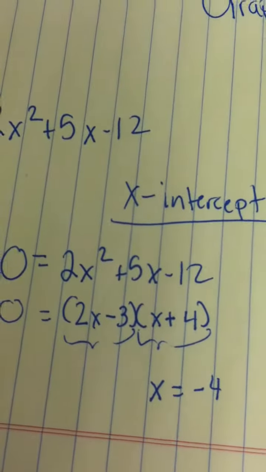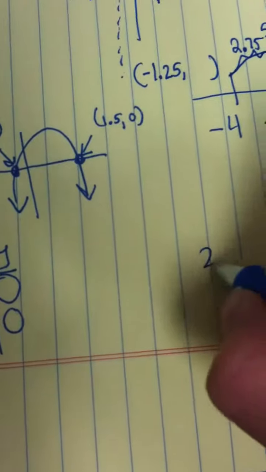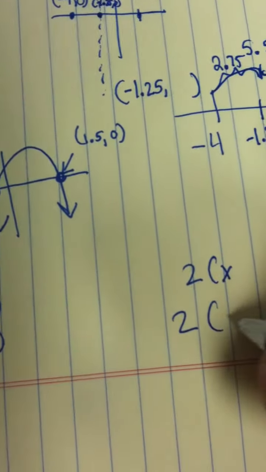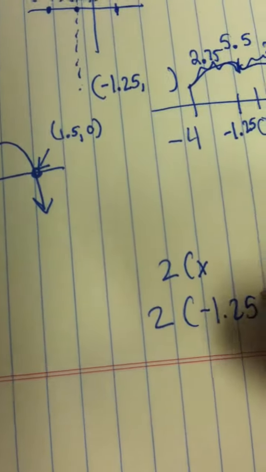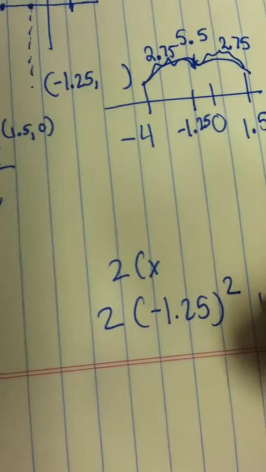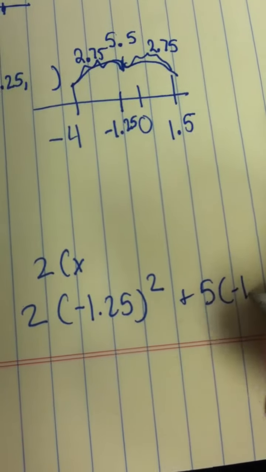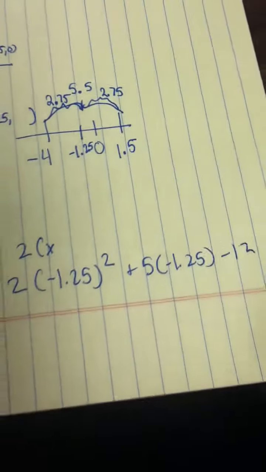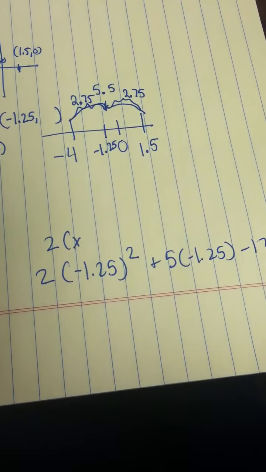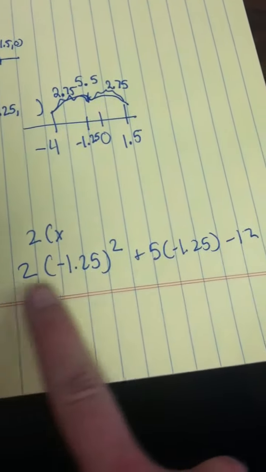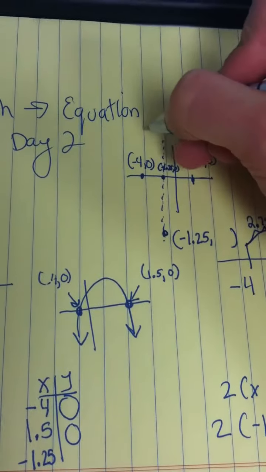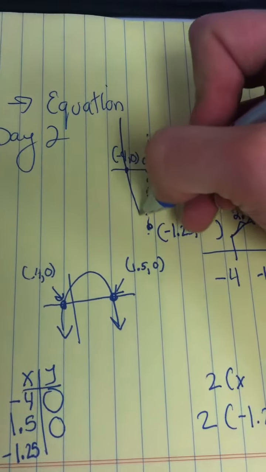Well, I go back to my equation again. So if we put in our numbers, 2 times negative 1.25 squared plus 5 times negative 1.25 and subtract 12 from it, then we'll get our number, and I don't have a calculator out with me right now, so you're going to have to calculate this. So you're going to get your number, and that goes right here, and whatever that point is, I can now make my parabola.